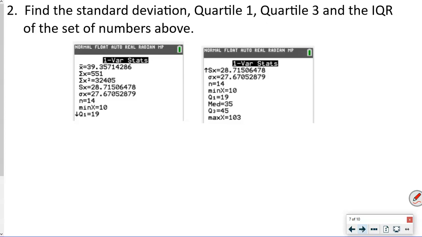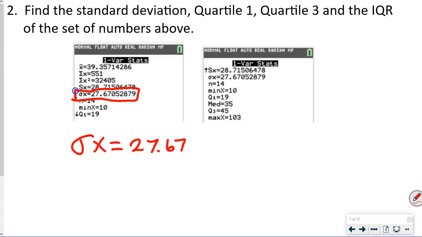So when we're looking for the standard deviation, this is the standard deviation right here. So we're looking for the one that says sigma x, okay? So that's going to be 27.67. Then it says quartile 1, which is right here. There's our quartile 1. So Q1 is equal to 19. Then it says Q3, which is right here. Q3 is 45.